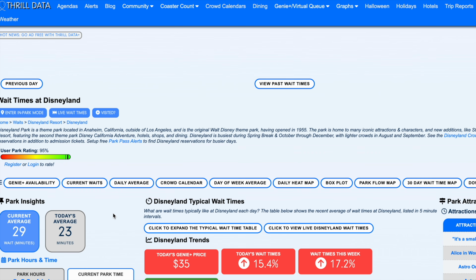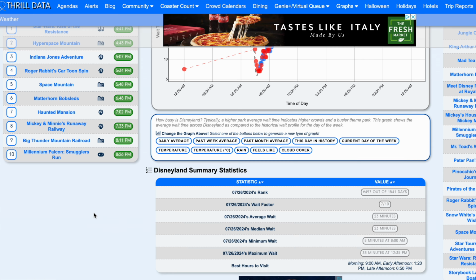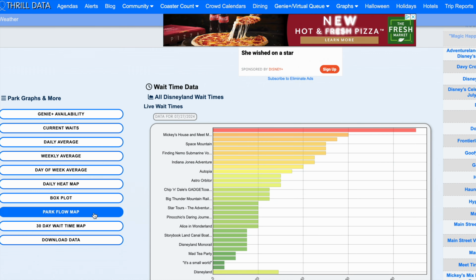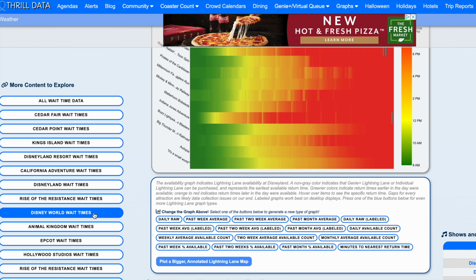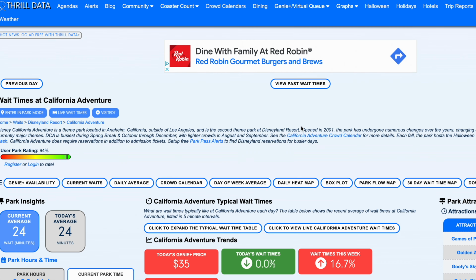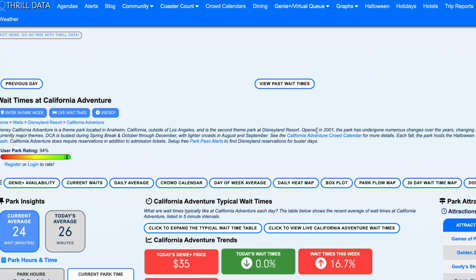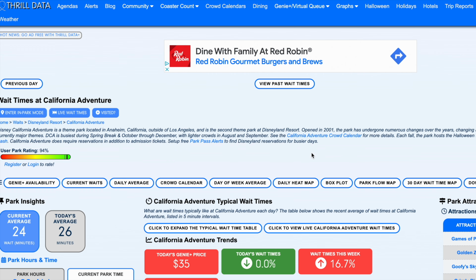Now what we're going to do is look over at California Adventure. So I'm going to scroll down here and find other parks and look for California Adventure wait times. Okay. So again, it's going to start with showing me just today's data. I want to go to the previous day and look at a full day's worth of data.